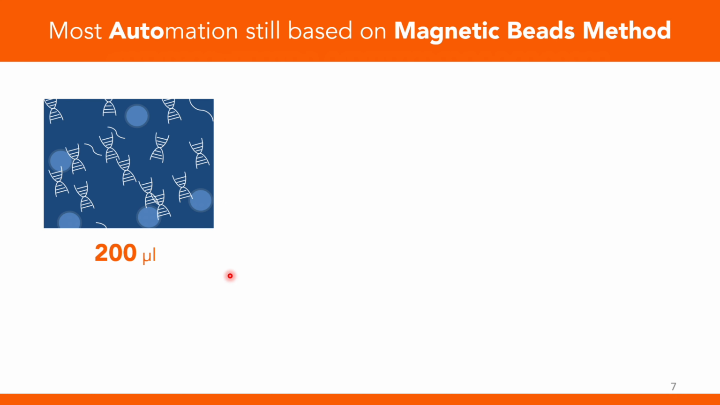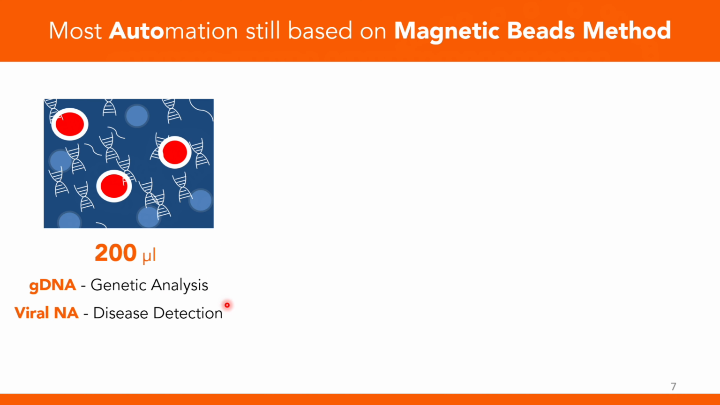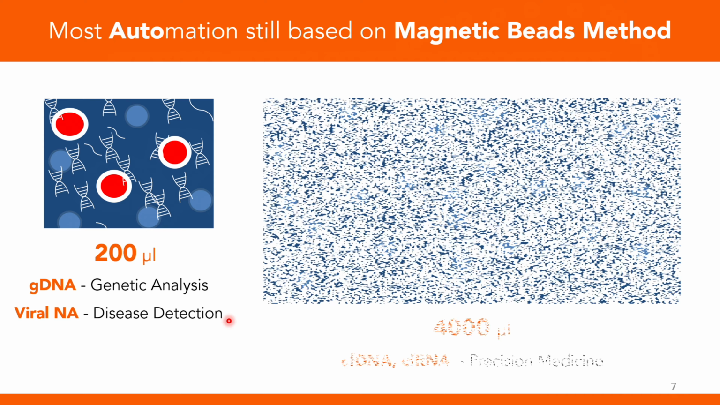Currently, for automated extraction systems, most of them are still based on the magnetic beads method. Actually, this kind of technology has existed for 15 to 20 years. People use magnetic beads coated with silica to capture genomic DNA for genetic analysis or to capture viral nucleic acid for disease detection. Normally, the magnetic bead system handles only 200 microliter to capture very rich nucleic acid.